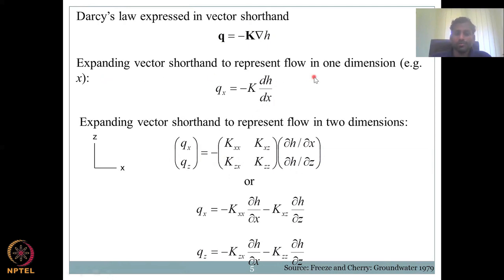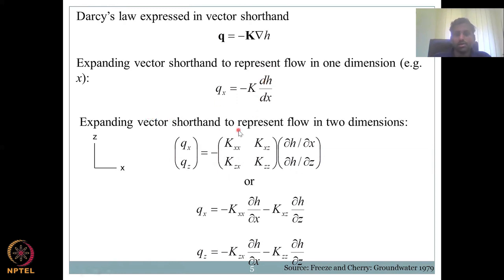Expanding vector shorthand to represent flow in one dimension, we have Qx. So you're putting the X notations in the equation. In just one plane, the X axis, you have minus K dH by dx.